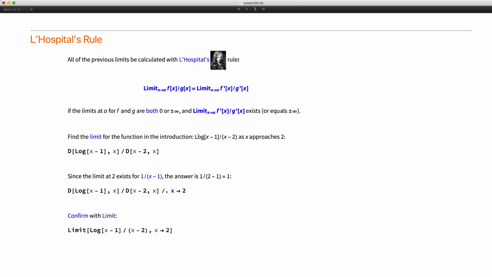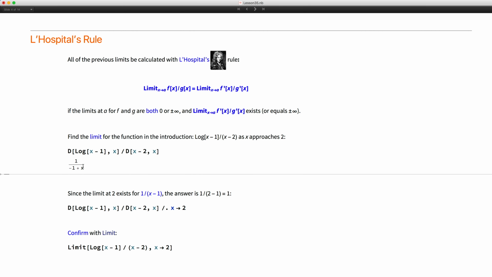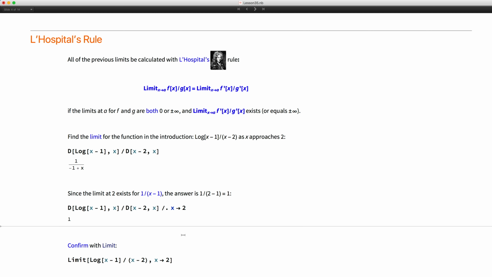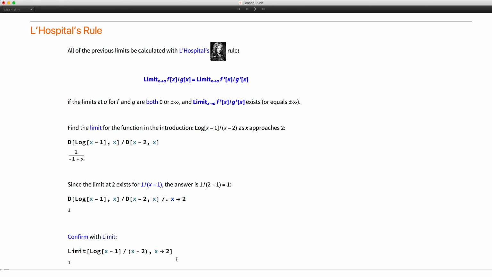So for example, in our function from the introduction, you had log of x minus 1 over x minus 2 when x approaches 2. And you see over here that when you actually take derivative and take a ratio, things are much better. You can plug in x equal to 2 and you get back the answer 1. You can confirm the answer with limit and you do get back the same result 1. So L'Hopital's rule is a very powerful rule. It says if you need to find the value of the limit f over g, you simply find the derivatives of the numerator and denominator separately and then plug in the values if that works.